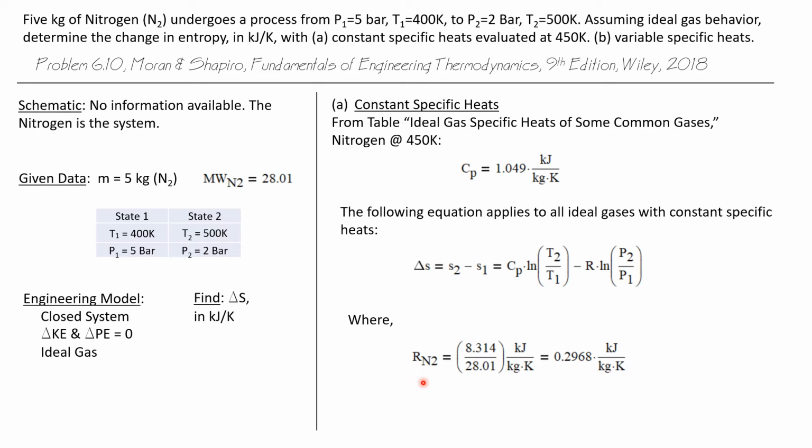So let's find the gas constant for nitrogen. The nitrogen gas constant is the universal gas constant, which has a value of 8.314. We'll divide that by the molecular weight of nitrogen, which is 28.01. And that quotient has units of kilojoules per kilogram K. So the gas constant for nitrogen is 0.2968 kilojoules per kilogram K.